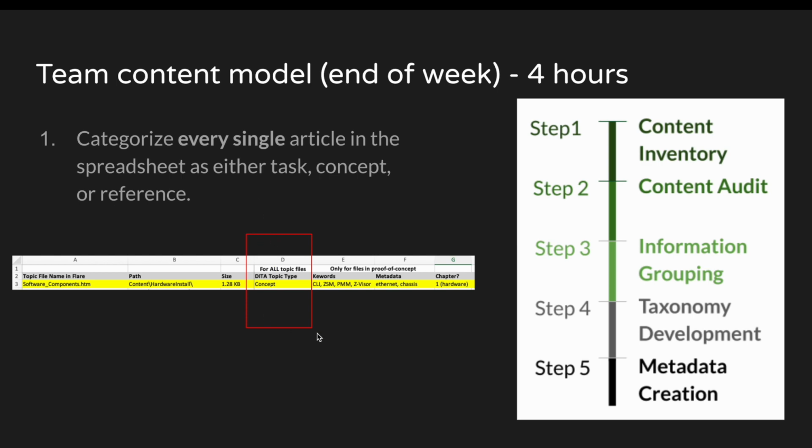This step 1 is just highlighted in column D here, right? You're just categorizing what is this article? This is a concept. This is a task. This is a reference, etc. So for every single topic, you're categorizing. That's the first task you need to do.